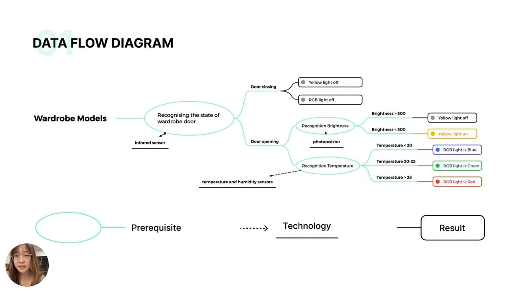Next, let's take a look at the user flow diagram. This diagram illustrates how the prototype will interact with Mark and the environment. When the wardrobe door is open, the light sensor adjusts the yellow light on or off according to the brightness it receives, and the temperature sensor lights up in different colors according to the temperature it sends, prompting Mark to choose between a jacket and short sleeves.